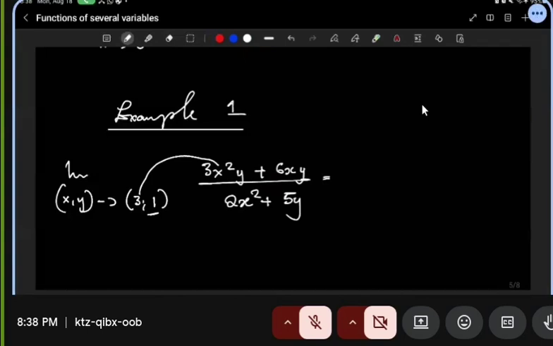Here we see that we don't have a problem at the particular point 3 comma 1. So because of that, we will just plug in those coordinates. Wherever there's x, we'll put 3. Where there's y, we'll put 1. For this one, the function is defined at that point. Observe that it's possible for a function not to be defined at a point, but the limit to still exist at that point.